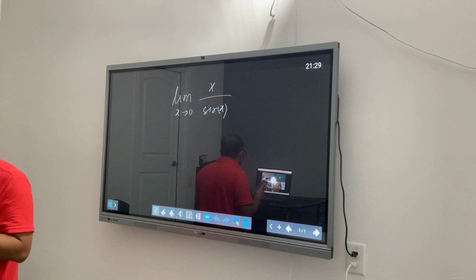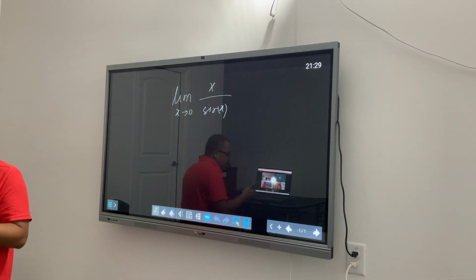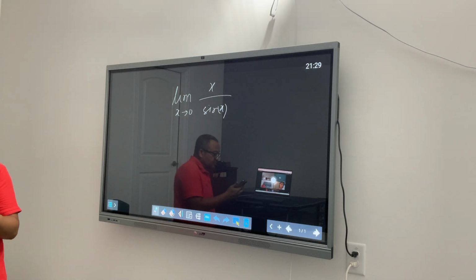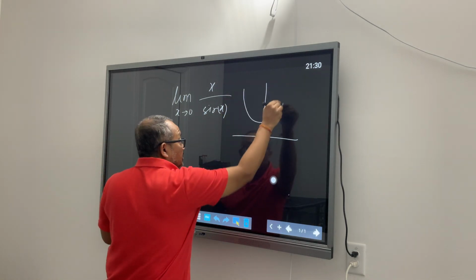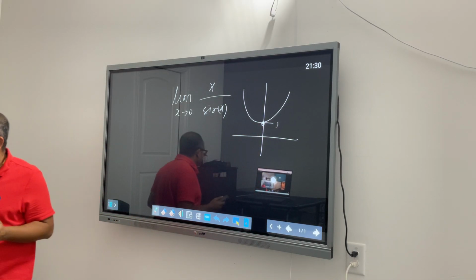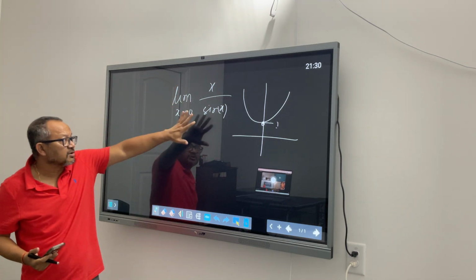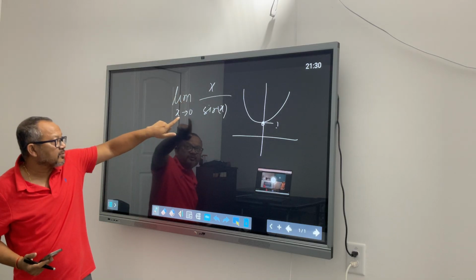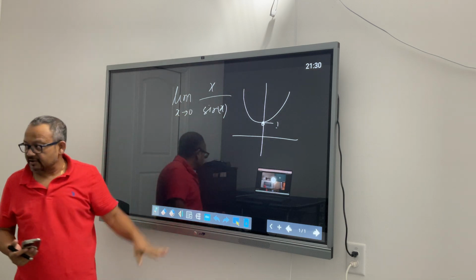And the direct substitution method and other algebraic methods that we want to apply are not working. This is a problem given, okay? And this graph is like this. This point is 1, and we have a discontinuity here. So this is the function for which we want to find the limit for x approaching 0, and this is x over sine of x.